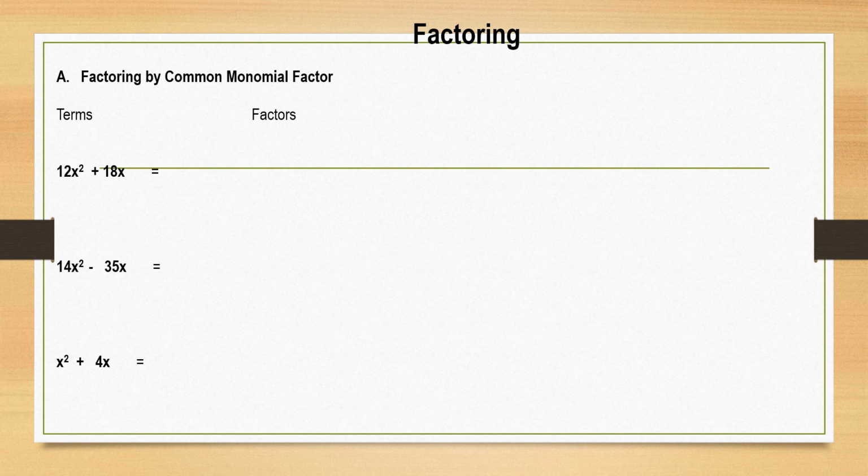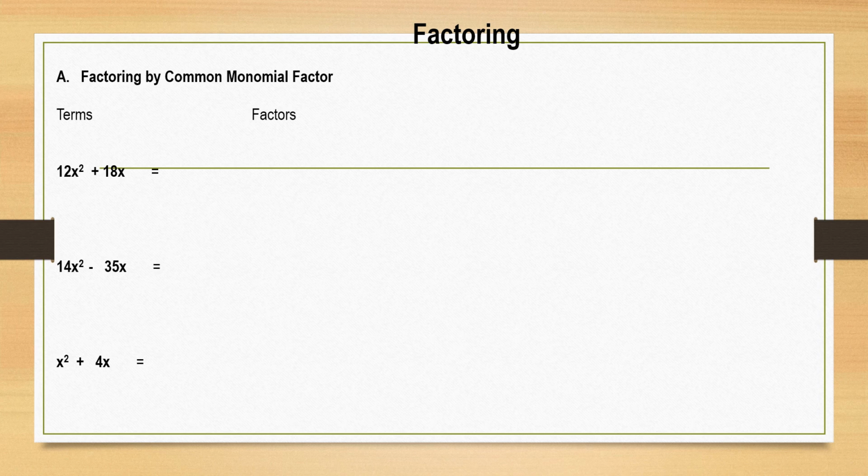Before we learn how to solve quadratic equations by factoring, let us first refresh our memory on some factoring techniques. So when you were in grade 8, you have learned these different factoring techniques. So let's have a short review. First, we have factoring by common monomial factor. Say for example, we have 12x squared plus 18x. So we can factor this by getting the GCF of 12x squared and 18x.